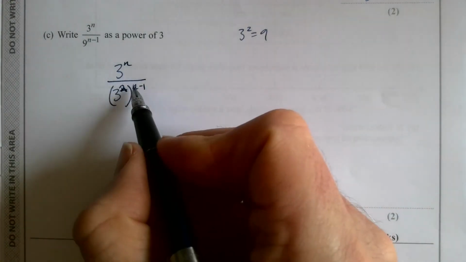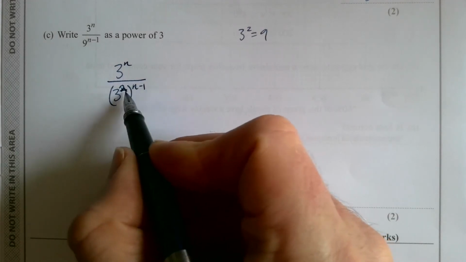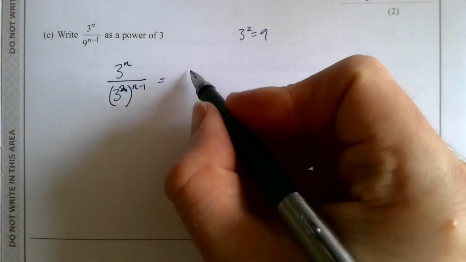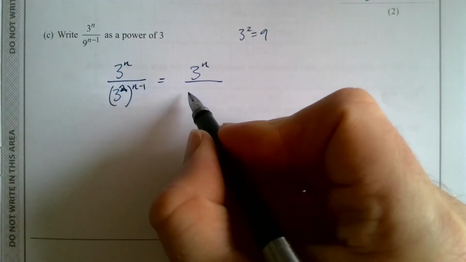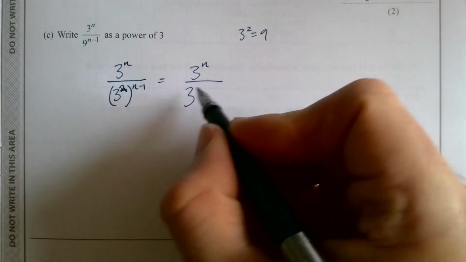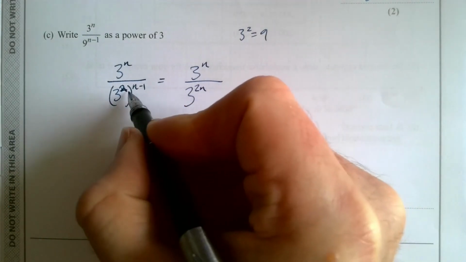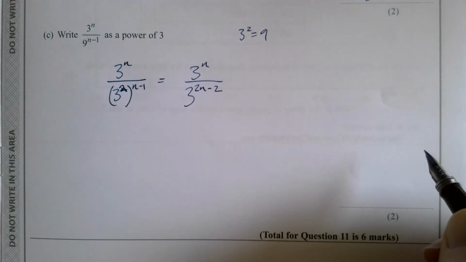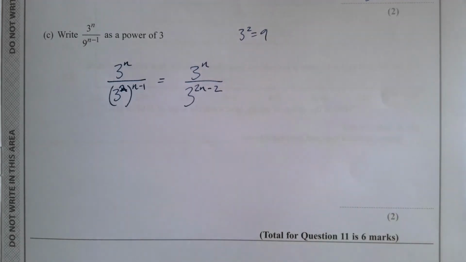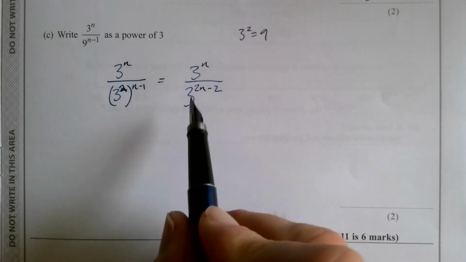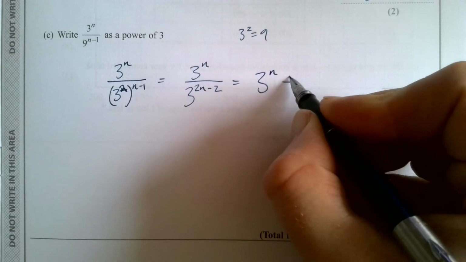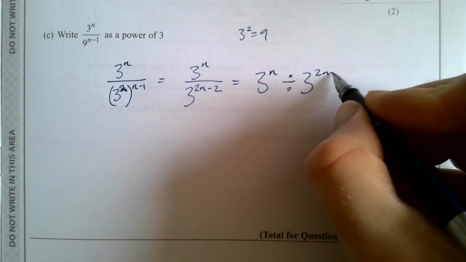Now, when you've got powers with brackets, you multiply the powers. So you've got 3 to the n there, and then 2 times n is 2n. 2 times negative 1 is negative 2. Now have another think. What do we do when we're dividing by powers? We take them away, don't we? So this means 3 to the n divided by 3 to the 2n minus 2.